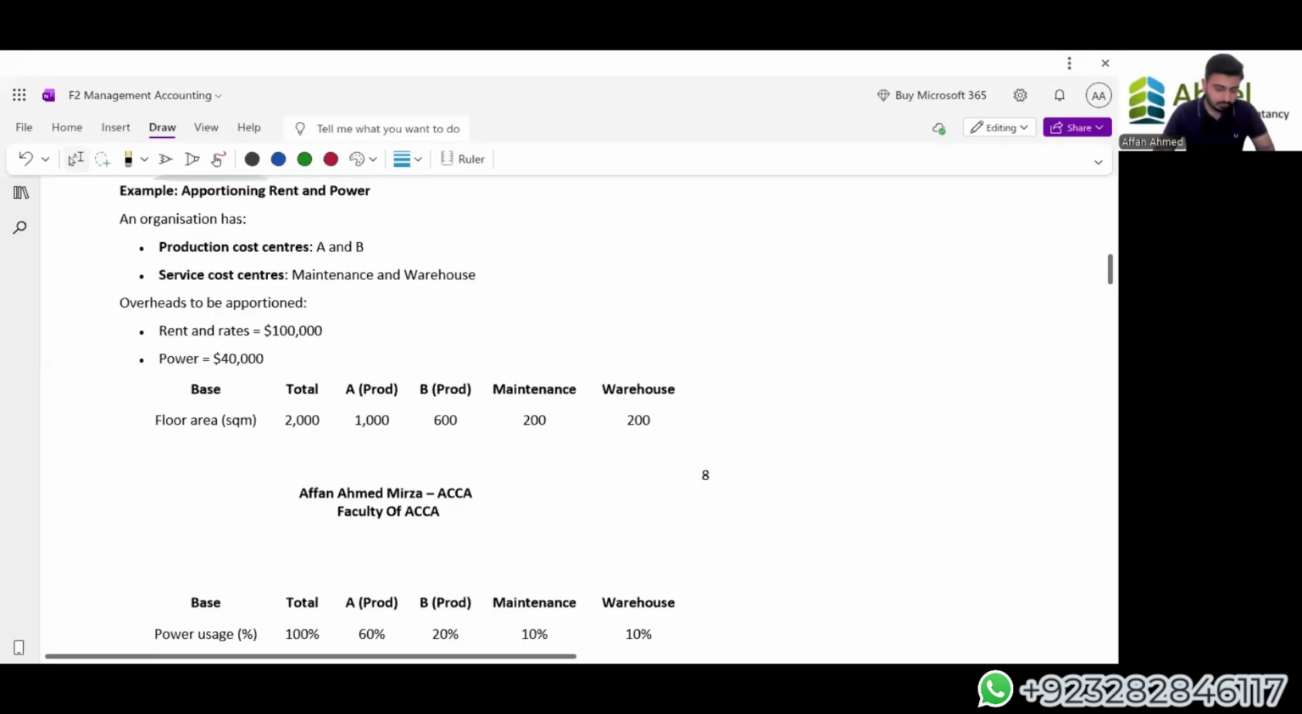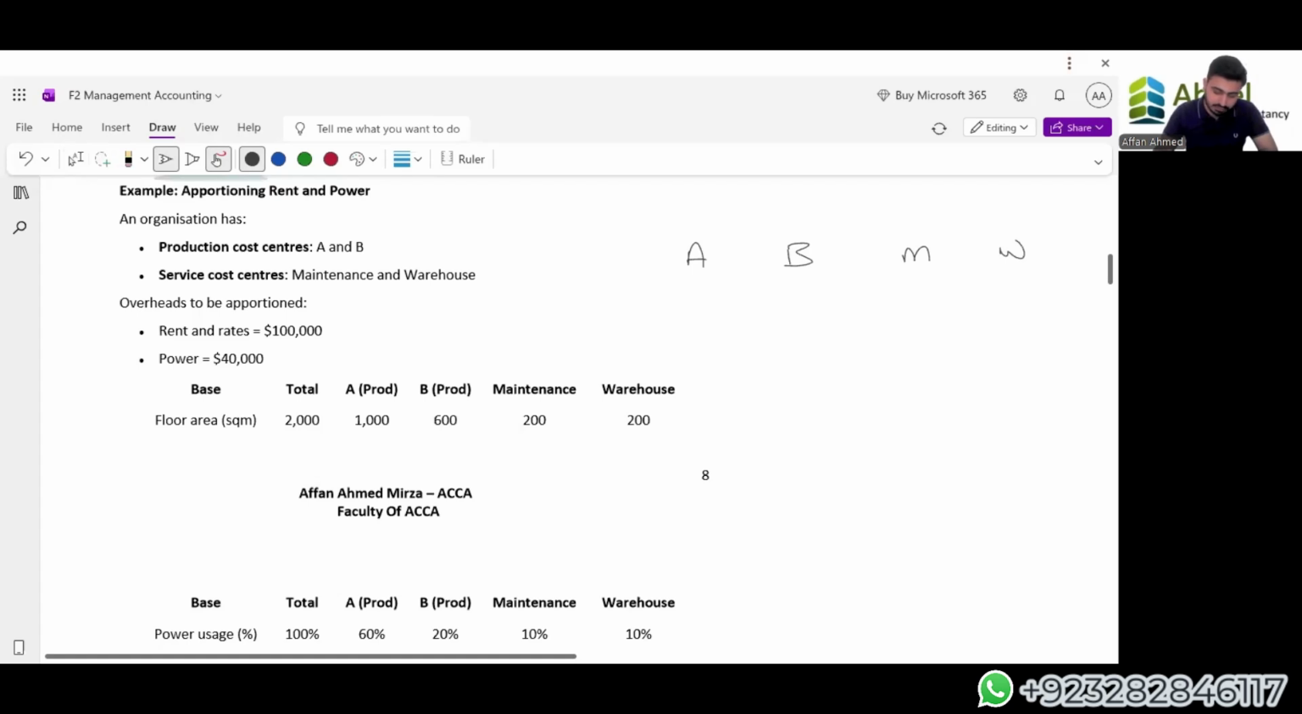Okay. Now let's solve this question together. Now, what does the question say? The question says there are two production departments, A, B. There are two service departments, maintenance and warehouse. Now I'm just writing them down here. So A, B. For maintenance, I'm writing M. For warehouse, I'm writing W.